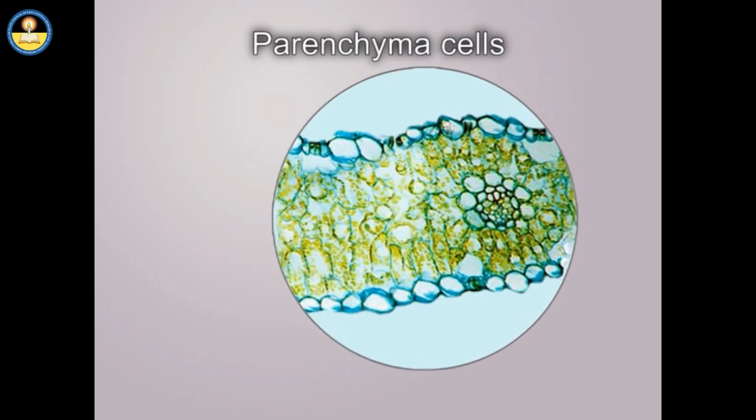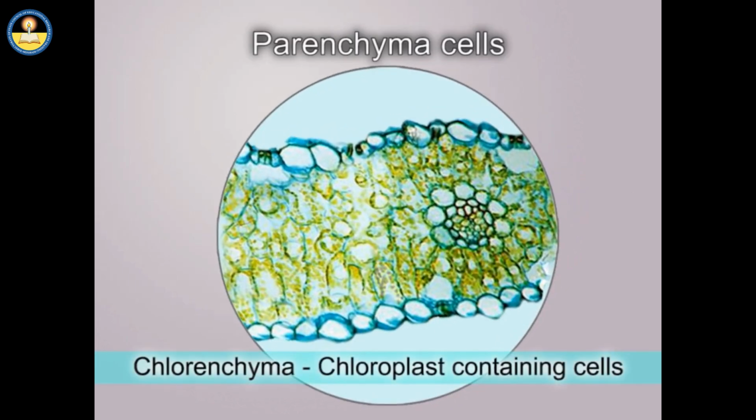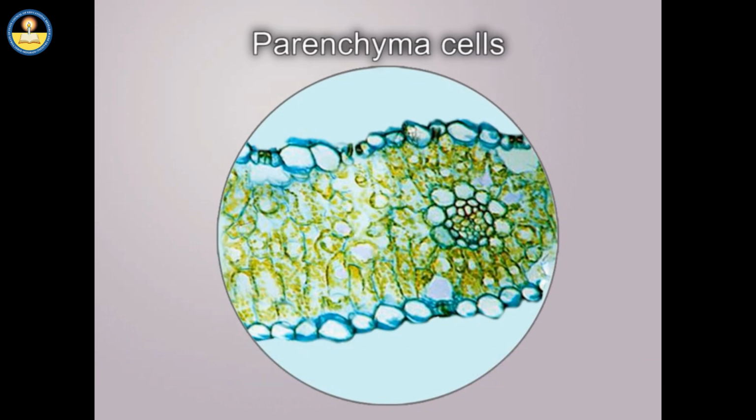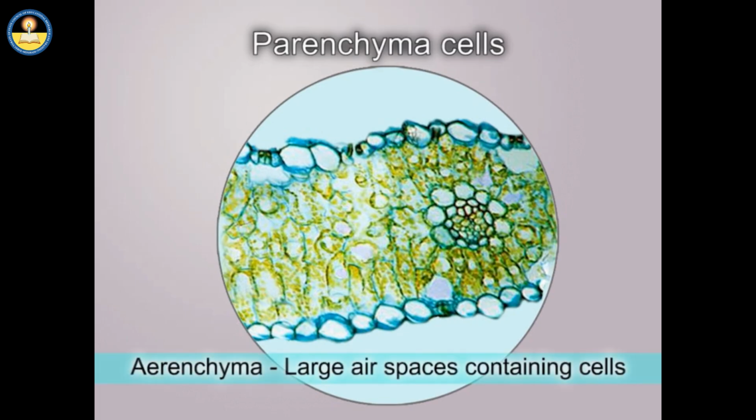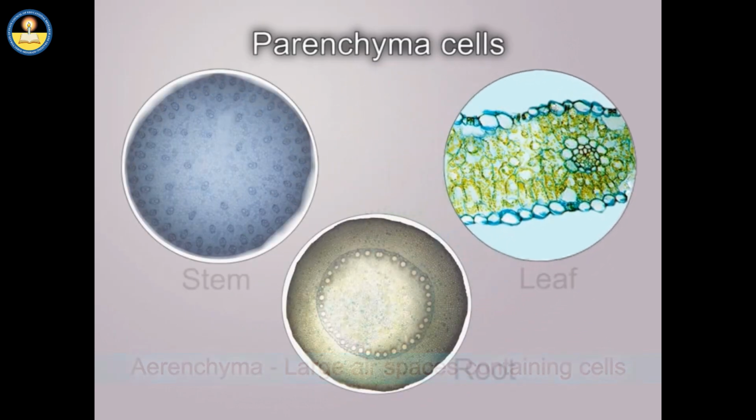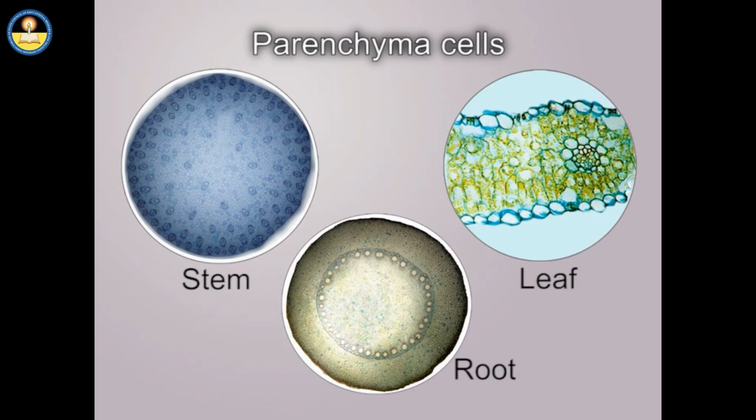When parenchyma cells contain chloroplasts and perform photosynthesis, they are known as chlorenchyma. When parenchyma cells contain large intercellular air spaces and function in gas exchange, the cells are known as aerenchyma. There are certain parenchymatous cells that function to store carbohydrates.